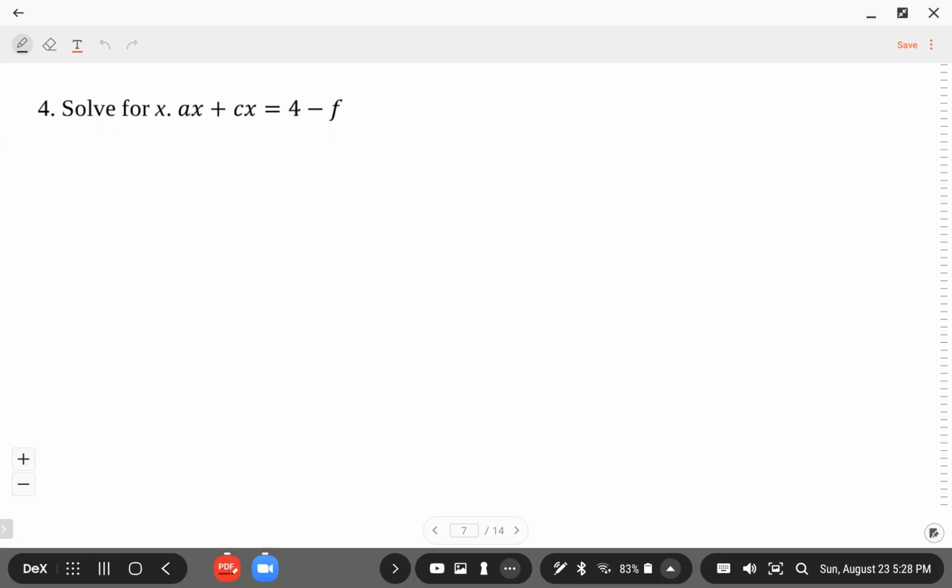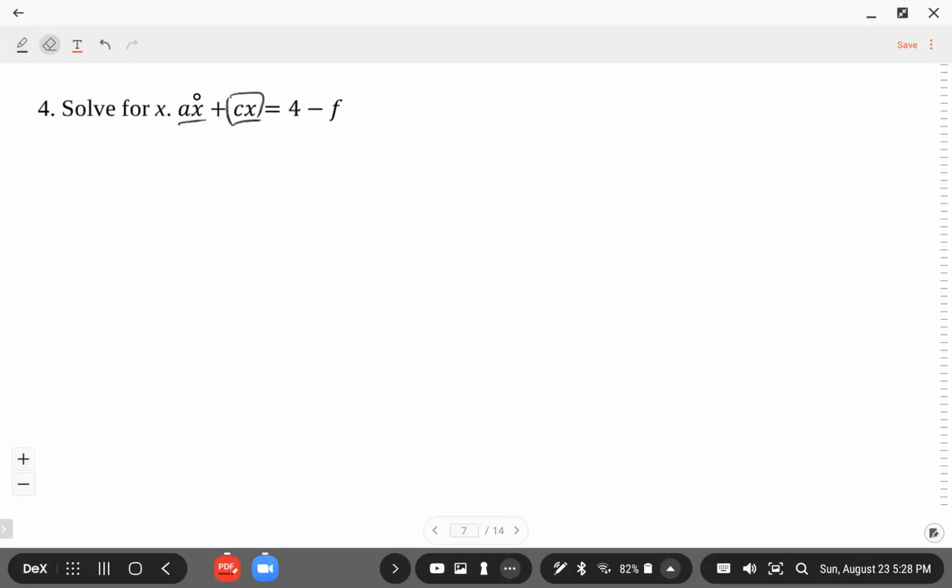We want to isolate x on one side, and then all the other numerals and variables on the other side, right? That's how you solve a multivariable equation, right? That is the main goal when solving the single variable equation as well as a multivariable equation. But how do you separate x from ax and cx?